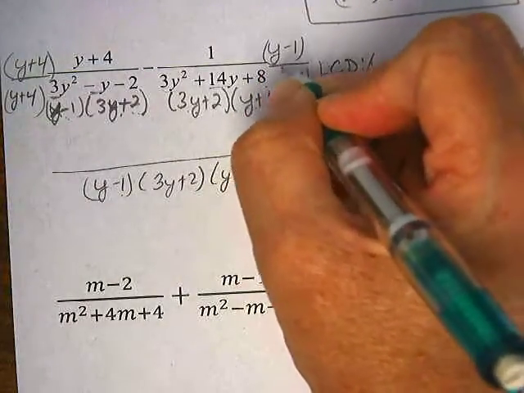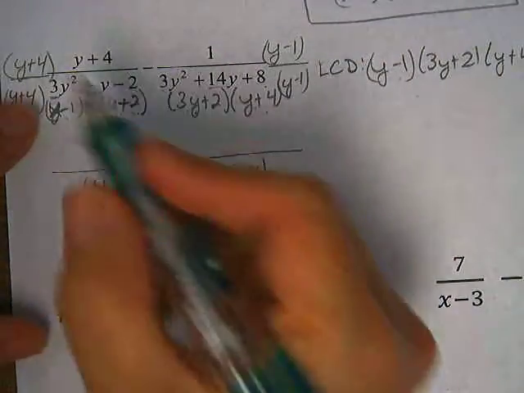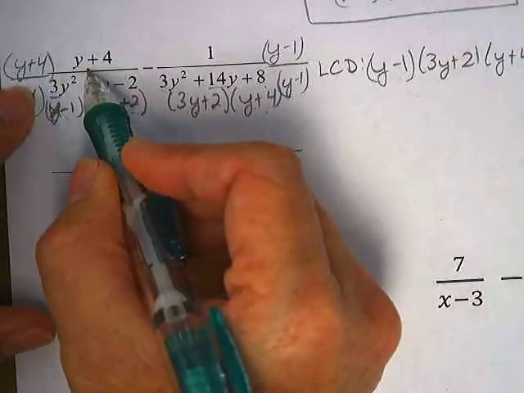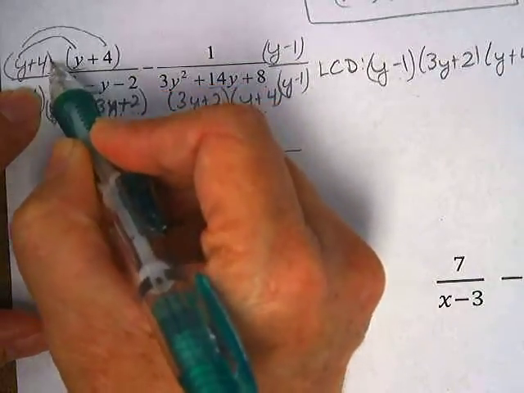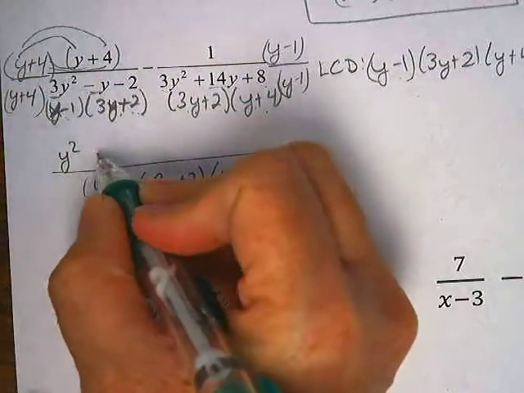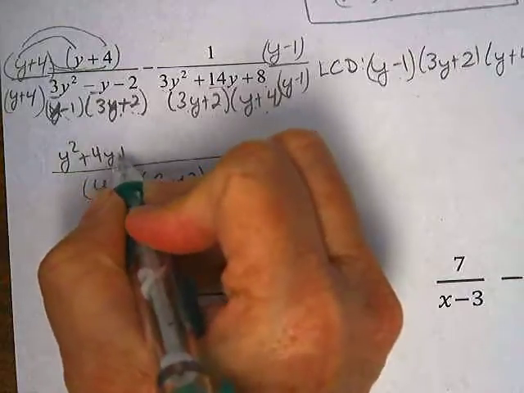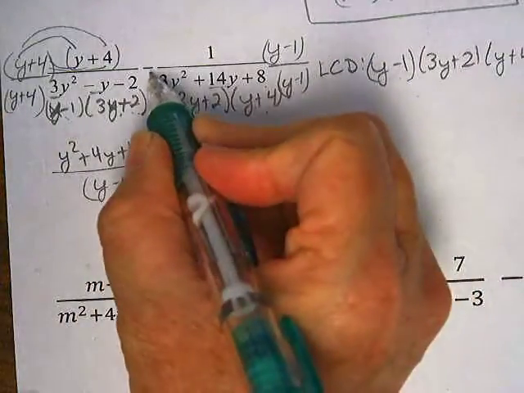So we'll multiply by y minus 1 over y minus 1. Okay, let's take a look at this. y minus 4 times y minus 4. So again, we're going to have to do that FOIL or box. So I'm going to get y squared plus 4y plus 4y plus 16.